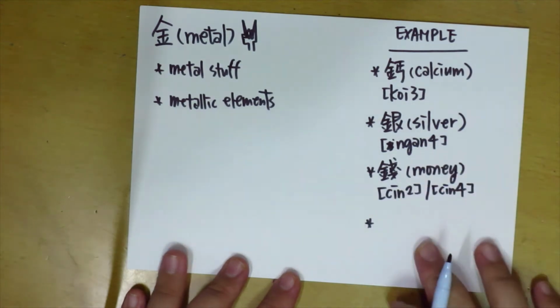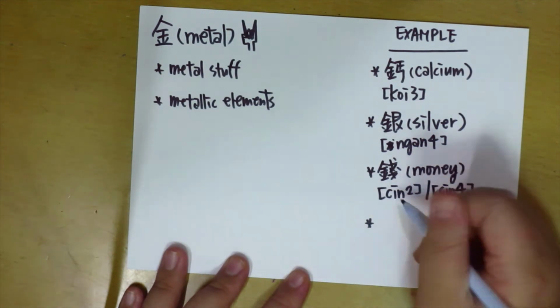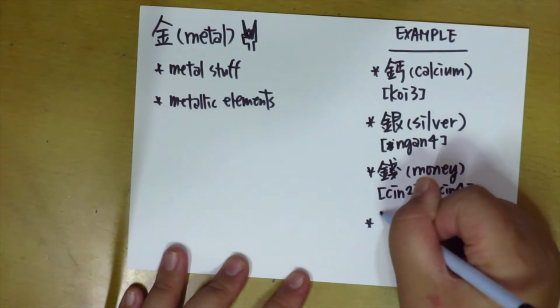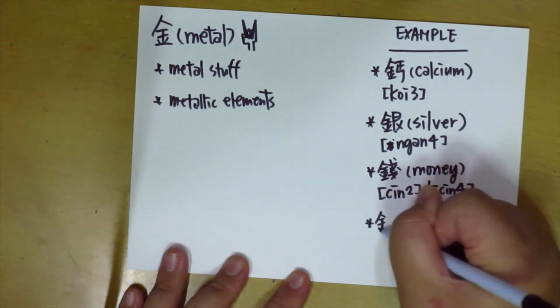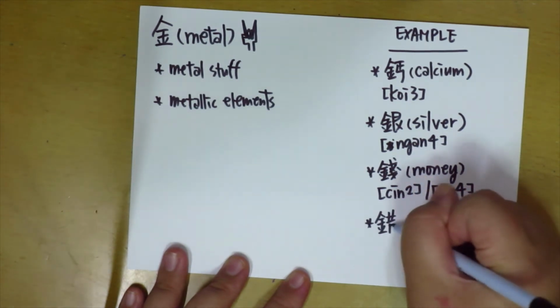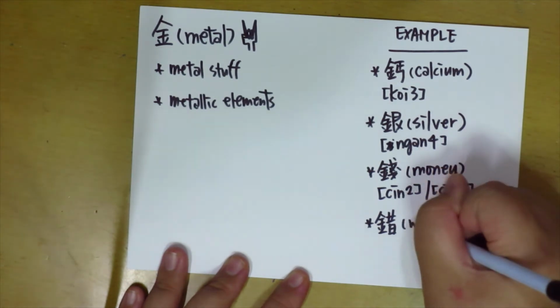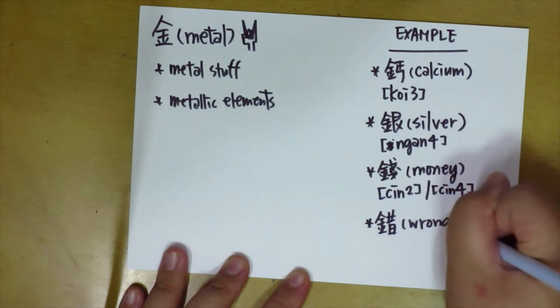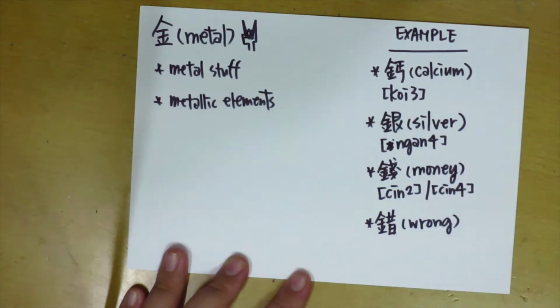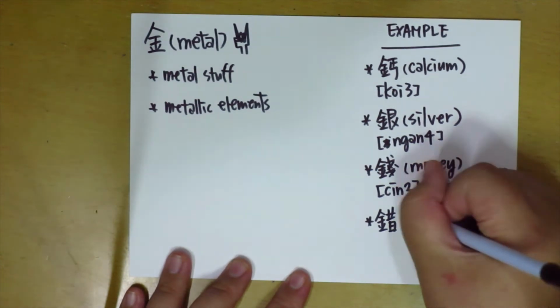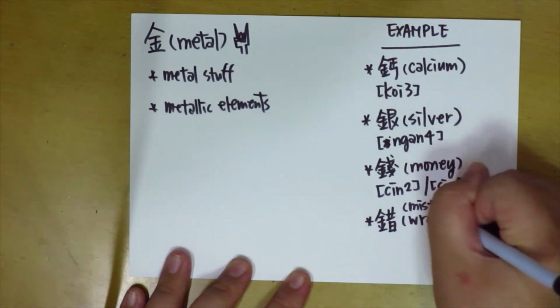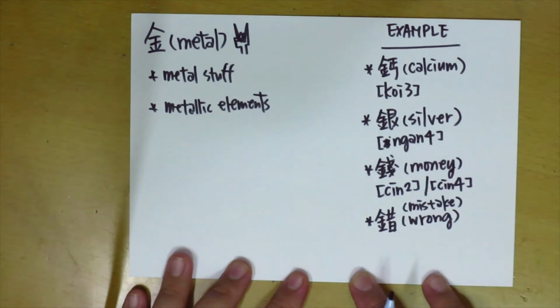And the last example for this one is nothing related to metal. It is cho, which means raw, an adjective, or mystic, a noun. You can't really say mystics are made of metal, right?